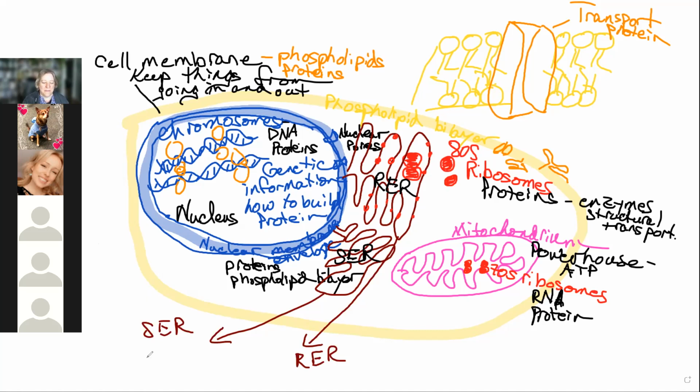The smooth endoplasmic reticulum is where synthesis of lipids, fats, and... You got a good start. The membranes as well, right? Phospholipid bilayers get synthesized there. Yep. Anything that basically isn't proteins. Very good. Yes. So where do we make the proteins?